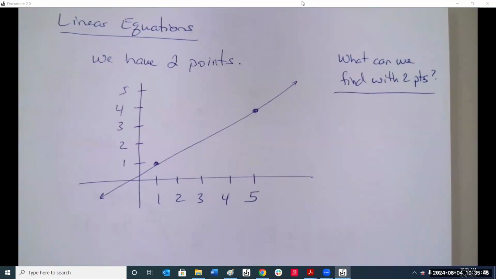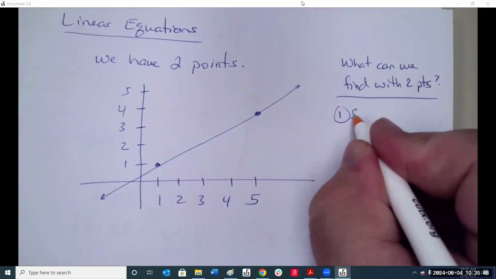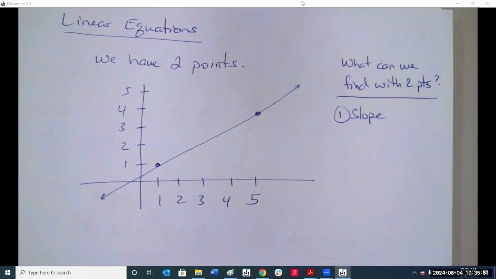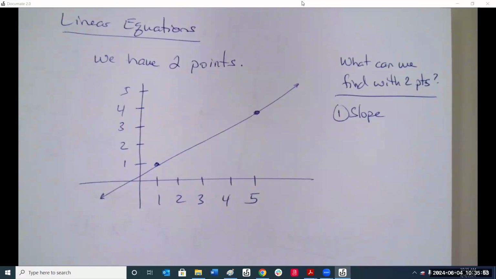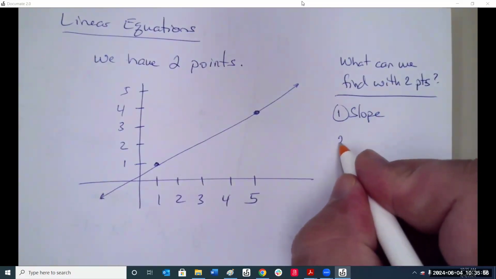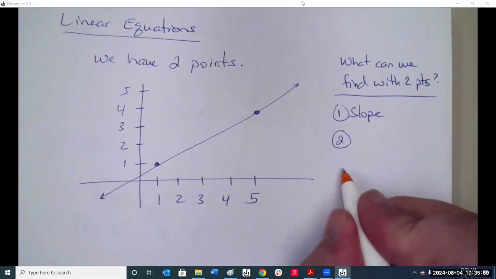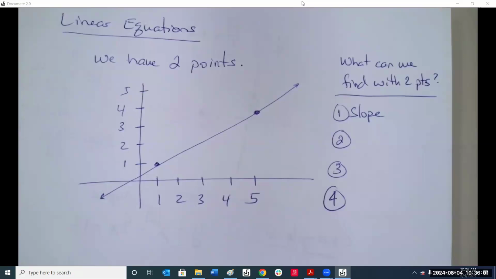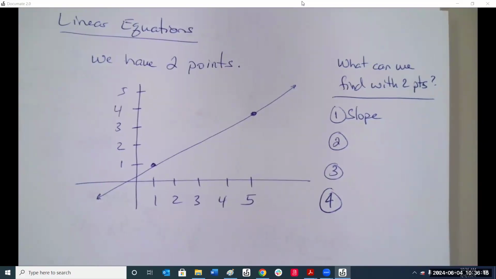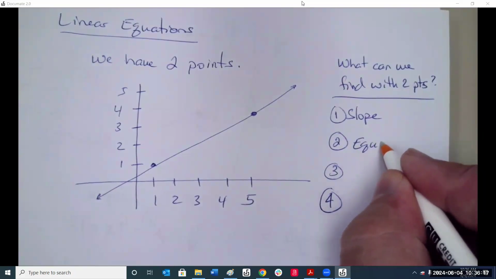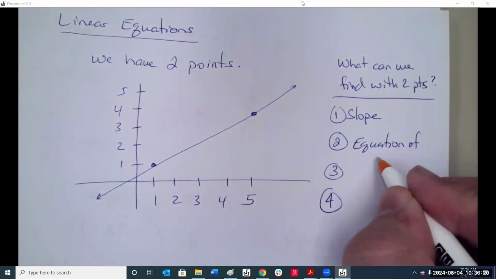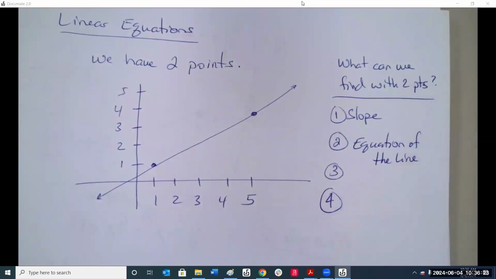What's that? Okay, we can find the slope of a line. What else? Yes, but in order to get that far, we have to find what? You have to find the equation of the line.